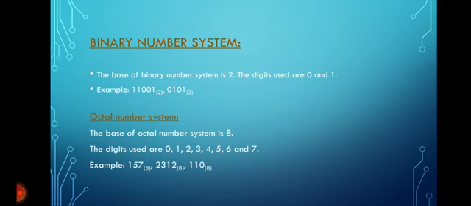Next is octal number system. The base of octal number system is 8. That is, the total numbers present in this number system is 8. So the digits used are 0 to 7, that is 0, 1, 2, 3, 4, 5, 6 and 7. Examples are shown here.